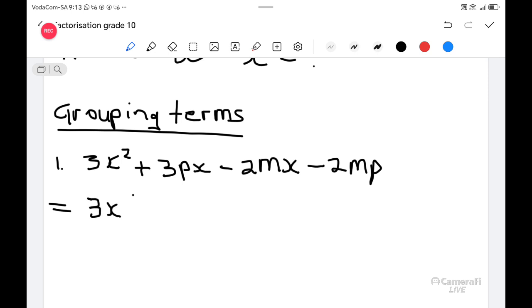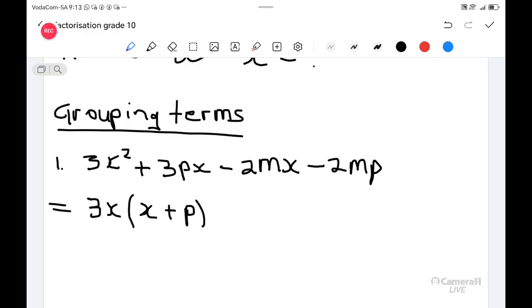When we take out 3 and x in brackets in this x squared, we are left with x. So it will be x. In this one, what is it? If we take 3x, we are left with p. Since it's plus, this positive, it means our plus p here.